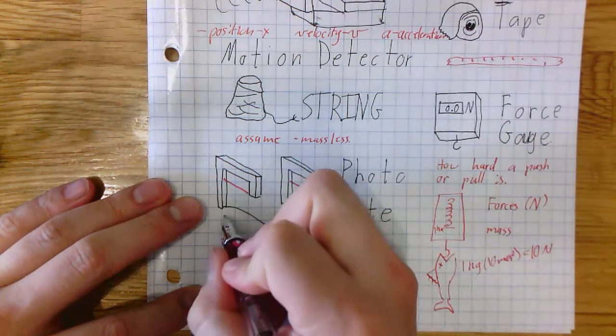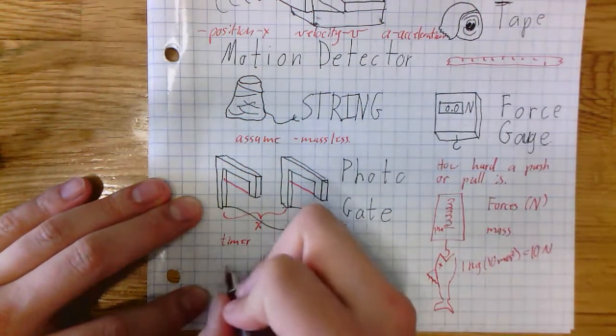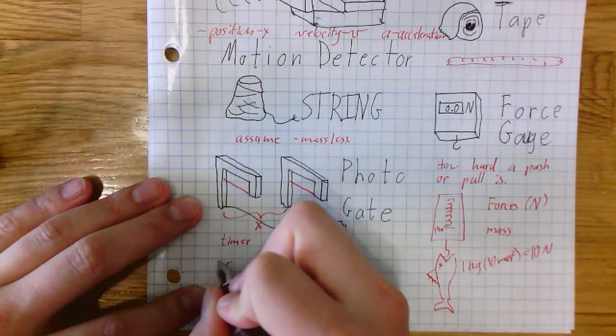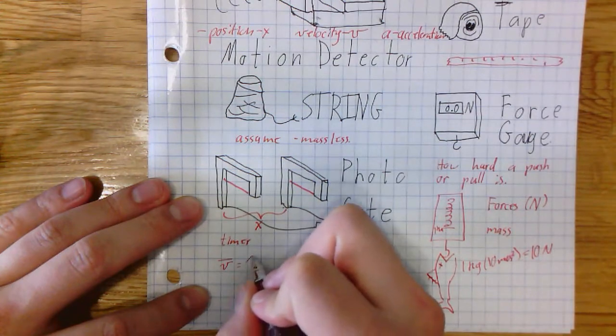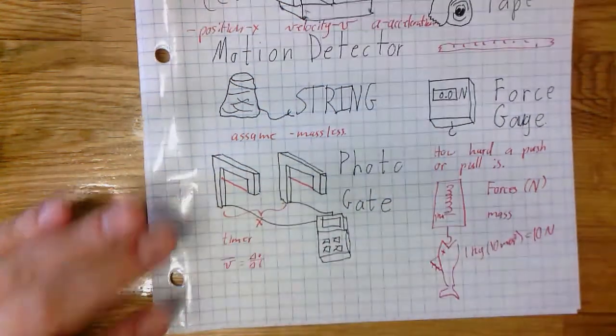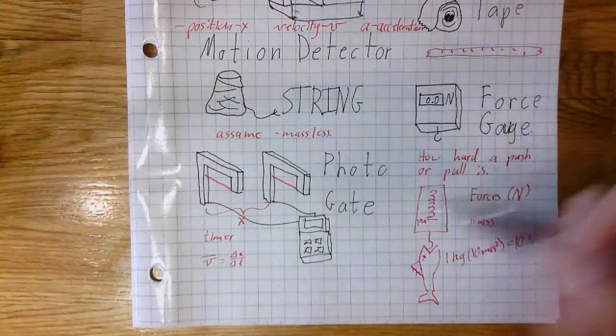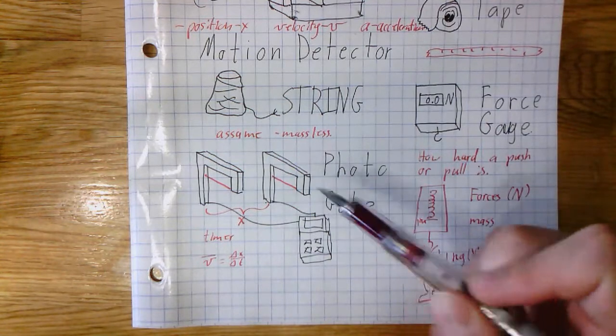Because you know this distance, you can use it to get average velocity, because it's just change in distance over change in time. So you can use it to get average velocities too. That's what it's also pretty good at. So those are really the two reasons you would want to use a Photogate.